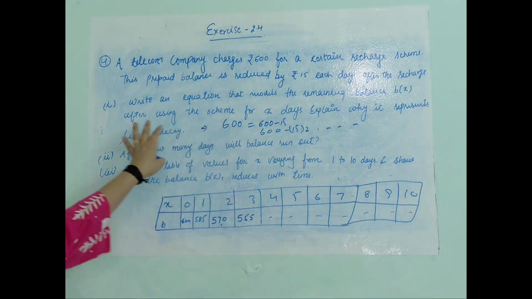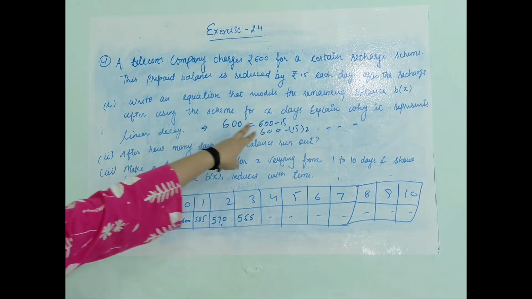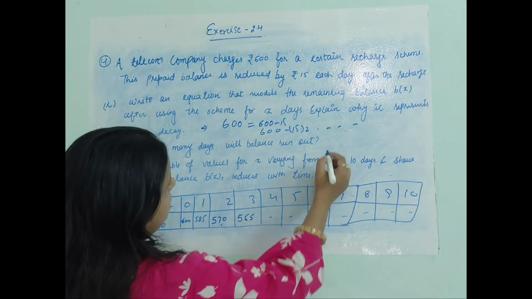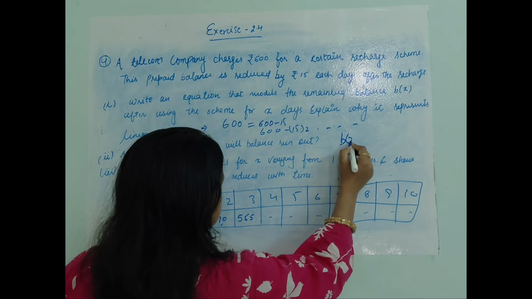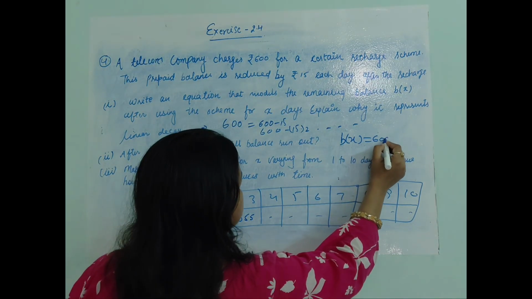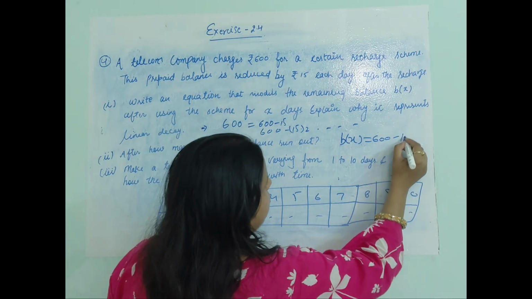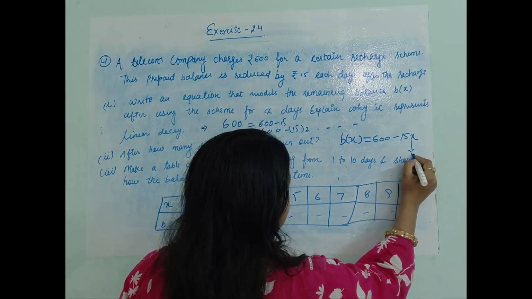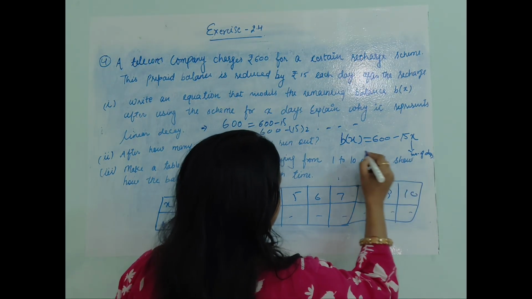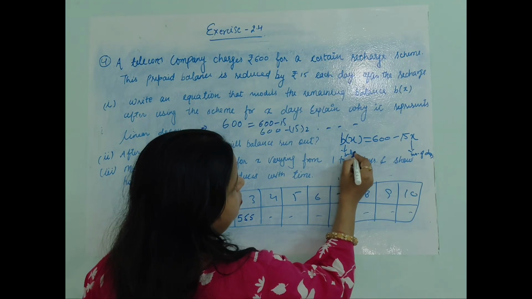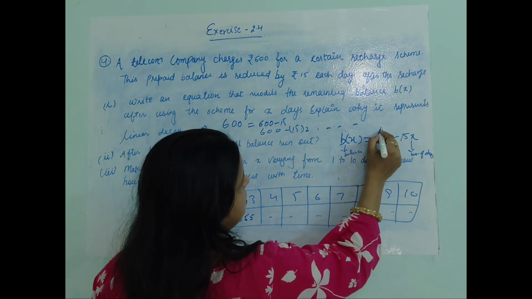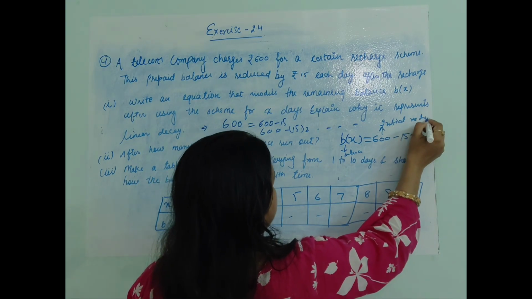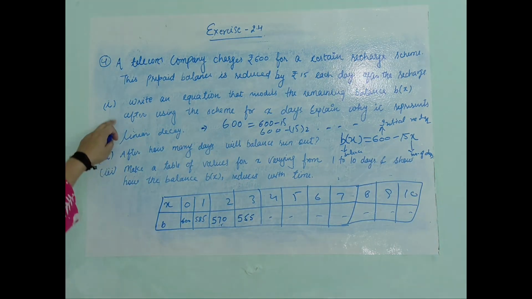Now they have asked us how much amount there will be after x number of days. So what will our balance equation be? Balance Bx is equal to 600 minus 15 into x. x is the number of days, balance after x number of days, and 600 is the initial amount, or initial recharge you can say. So in this way, the first is done, the third is done.